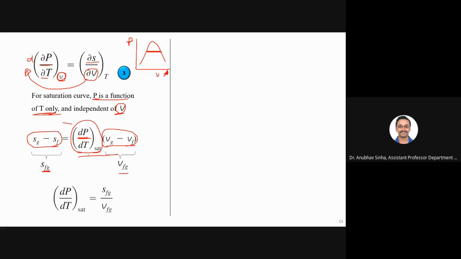So I can write dP by dT saturated, at the saturation curve or for a saturated fluid, as SFG divided by VFG. We can take the ratio, this divided by this. This is what is shown here. So why are we taking this only for the saturated part?